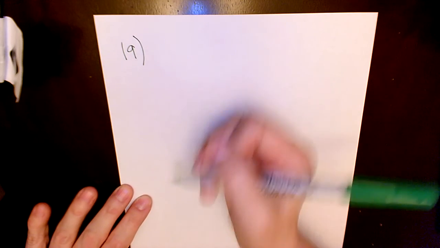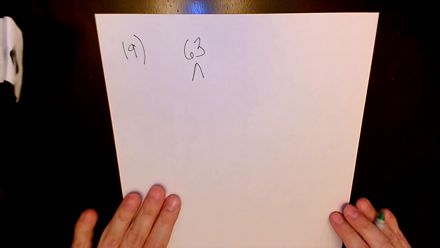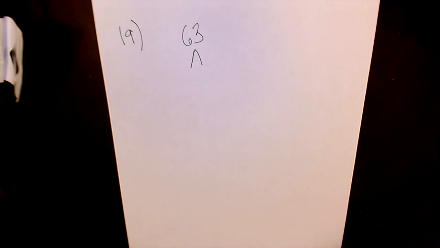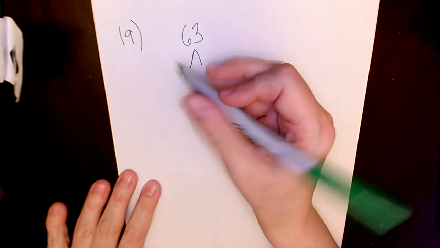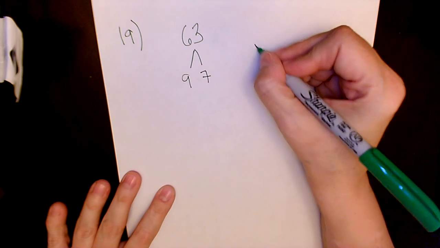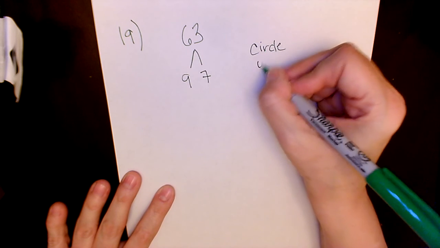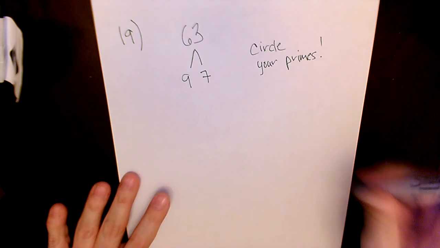Okay. So I've got 2 left, 19. I want to do a factor tree, and remember I want to break this down to all prime numbers. So you pick any 2 numbers that when you multiply them will get you to 63. So the first one that comes to mind for me is 9 times 7. And then remember, you must circle your primes, your prime numbers.